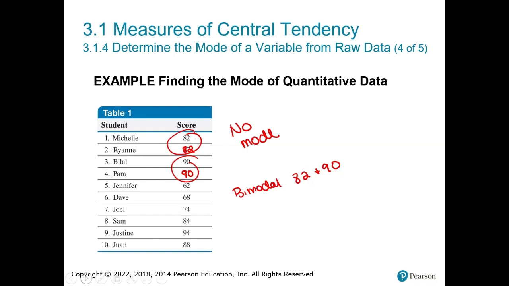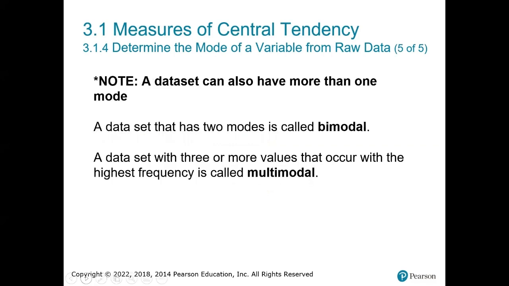It is possible to have more than that if you're working with a really high amount of data. So if you have 3 or more, it is then called multimodal. Most of the time, we're not going to see data that does that. It'll usually be just 1, none, or 2. But do know that that can happen.